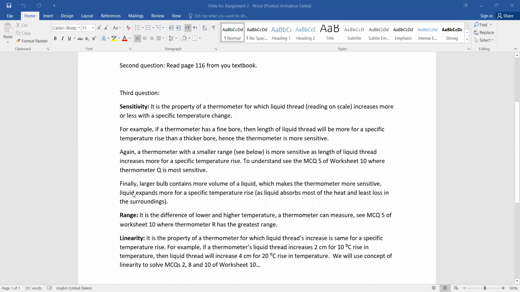And here we have the last one. Finally, a larger bulb contains more volume of a liquid, which makes the thermometer more sensitive. That means if the thermometer has a larger bulb, it will be more sensitive.